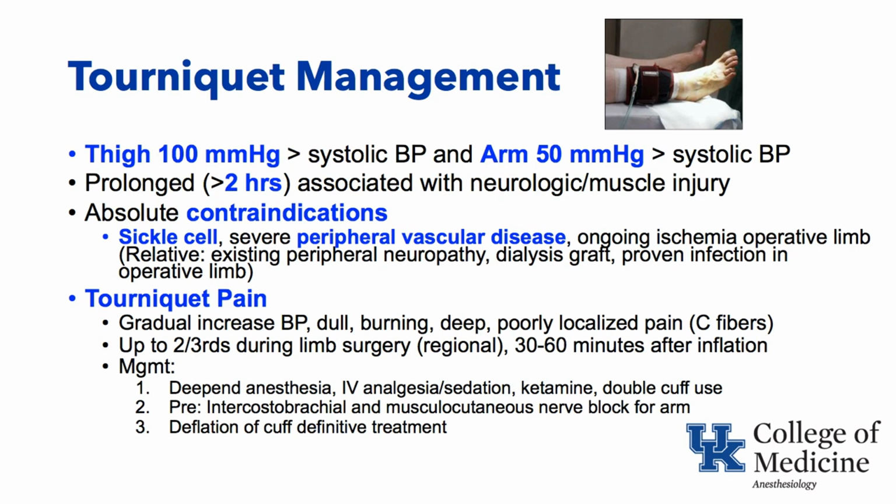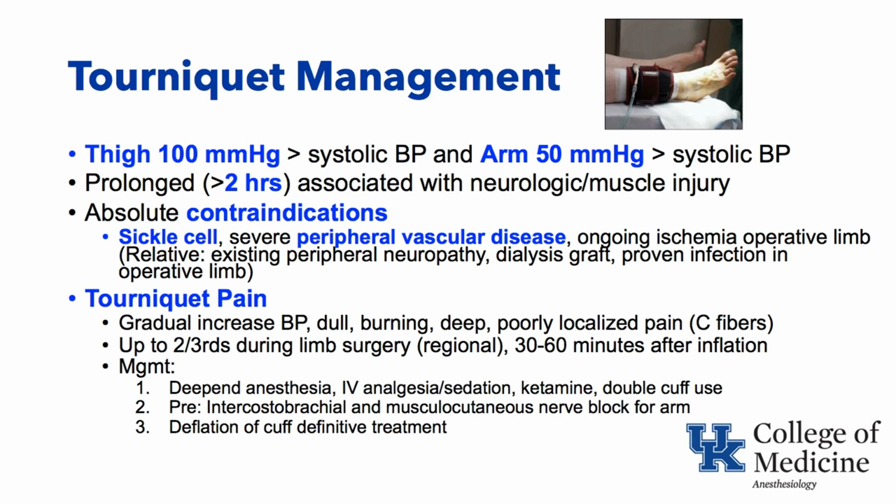Ongoing ischemia in the operative limb, and then there's some relative contraindications, including pre-existing peripheral neuropathies, a dialysis graft in that limb, and a proven infection in the operative limb. Tourniquet pain is another issue that can occur. In fact, up to 2/3 of patients during limb surgery under regional anesthesia will have tourniquet pain. It often occurs about 30 to 60 minutes after the tourniquet's inflated.